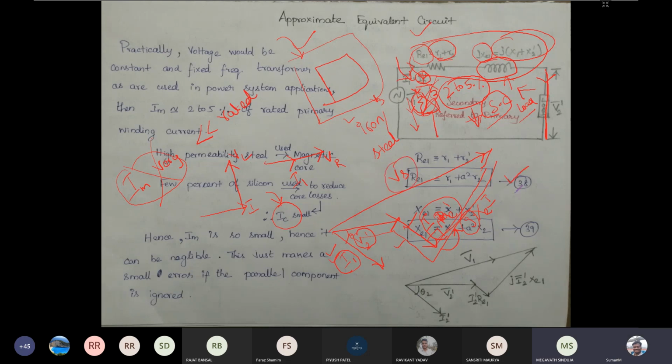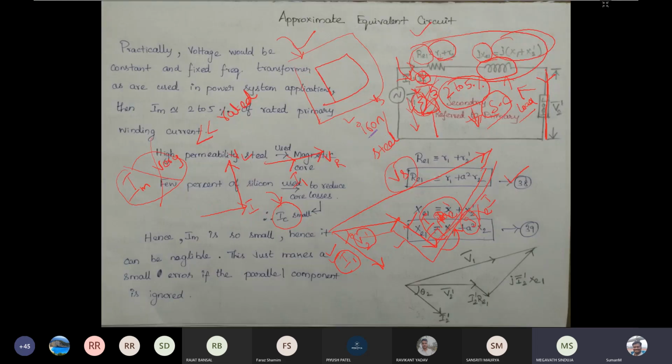So we have made the circuit represented in a very simple way in order to make our analysis simpler. This made our analysis very simple. That's why we are making this approximate equivalent circuit. But you should understand that when we go for this much simpler analysis, the accuracy is reduced when compared to the actual exact equivalent circuit.